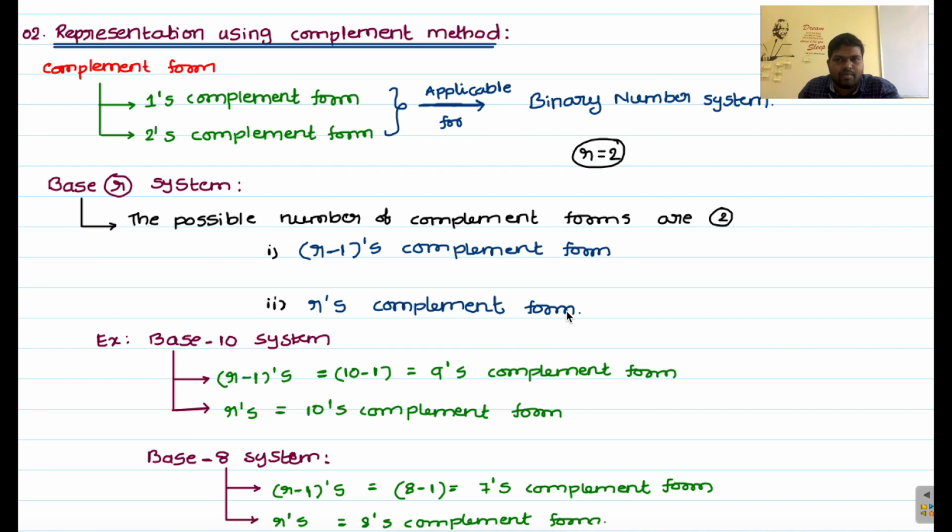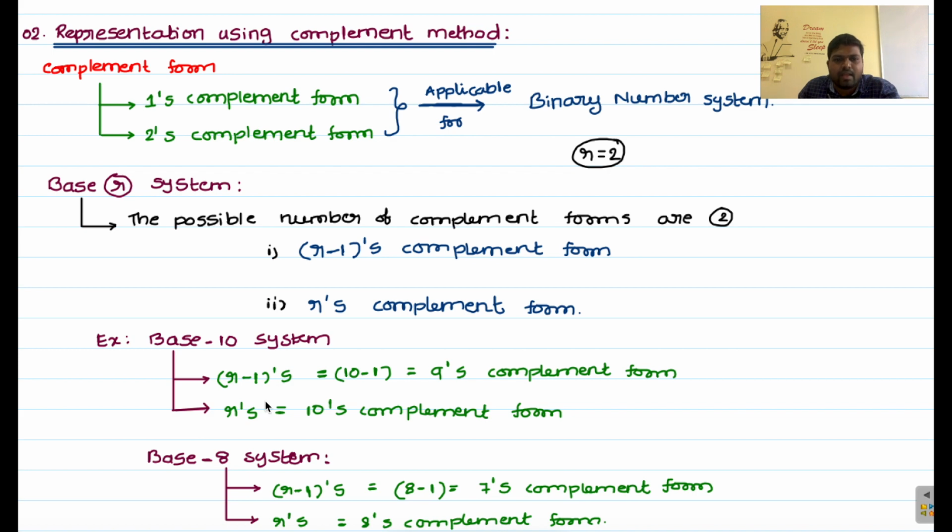But in case of any other base R system, there is a possibility for R's complement form and R minus 1's complement form. For example, base 10 system, where R equals 10, right? Base 10 means a decimal system. For this decimal system, we have two types of complement forms. One is R minus 1's complement form, that means 10 minus 1, that equals 9's complement form. And in the same way R's complement form, here base 10, so the 10's complement form. For decimal system, we have 9's complement form and 10's complement form.